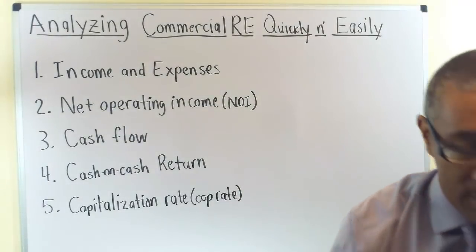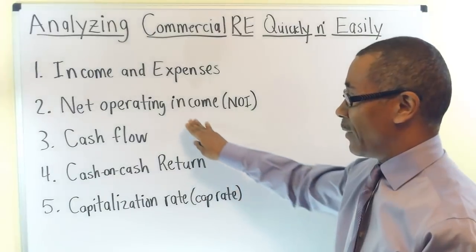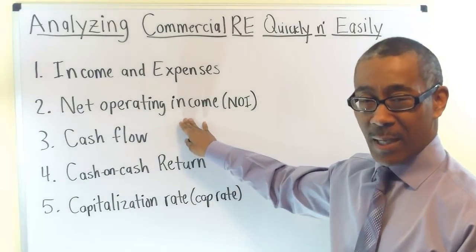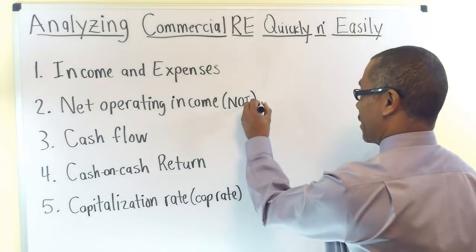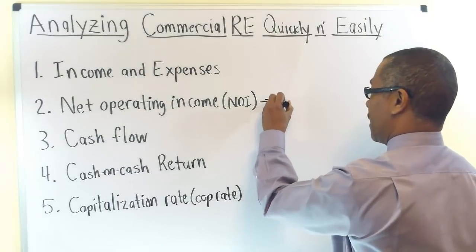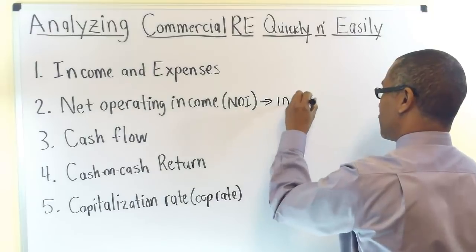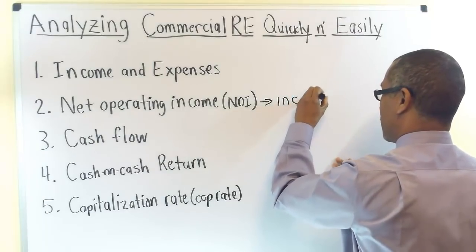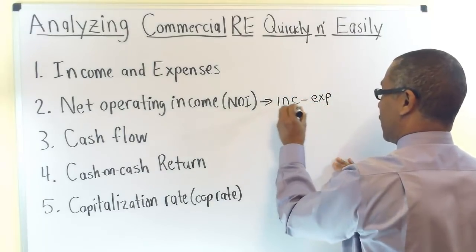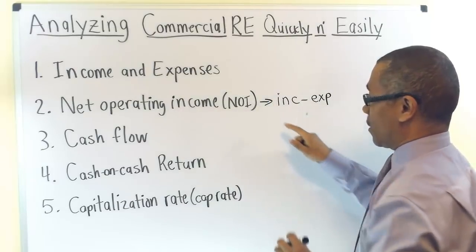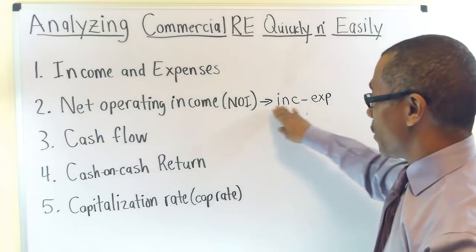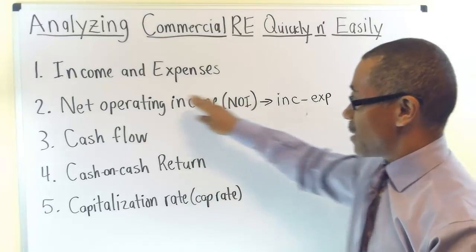Now, I'm going to write down for you the definition of net operating income. It's very simple. Basically, it is your income minus expenses. Net operating income equals income minus expenses.